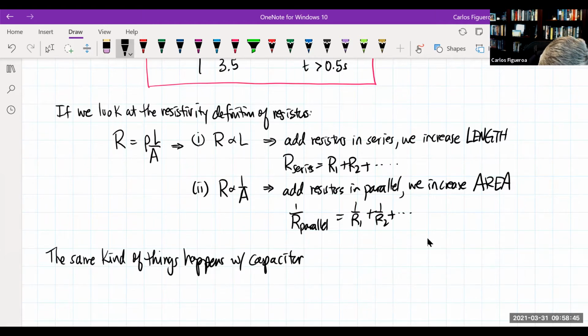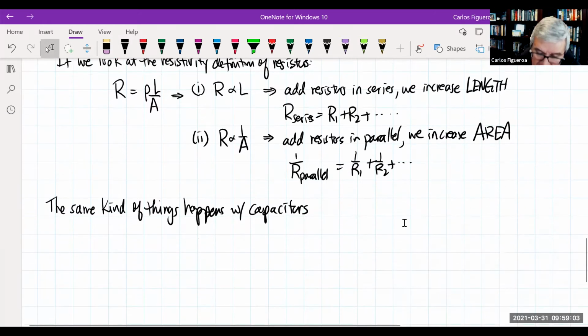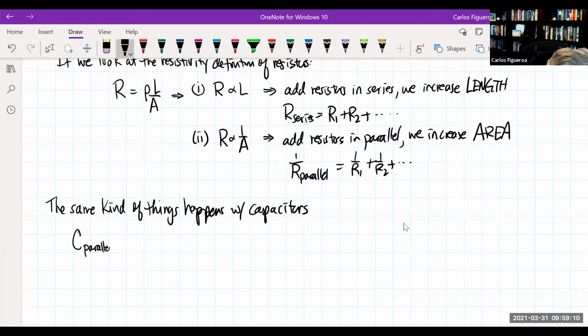So if you look at all capacitors, just like resistors, there's a material dependence. For resistance, it was the resistivity. Then there's the geometry dependence. For resistors, it was length over area. So what you find here is with capacitance, if you look at the capacitance of a parallel plate.